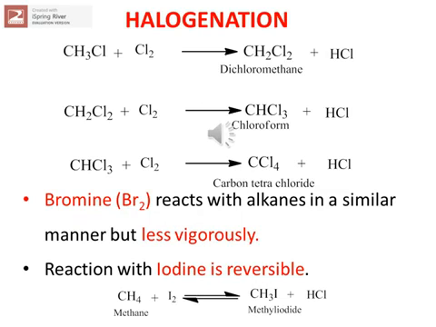Bromine reacts with alkanes in a similar fashion but less vigorously. It means the speed of the reaction with chlorine is faster than the reaction with bromine. As I have already told you, the reaction with fluorine is too vigorous to be controlled. However, the reaction with iodine is very slow and is reversible. Here you may see that when methane and iodine are made to react under sunlight, methyl iodide is formed, which again is decomposed into methane and iodine.